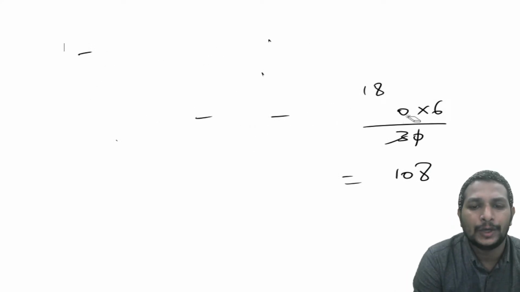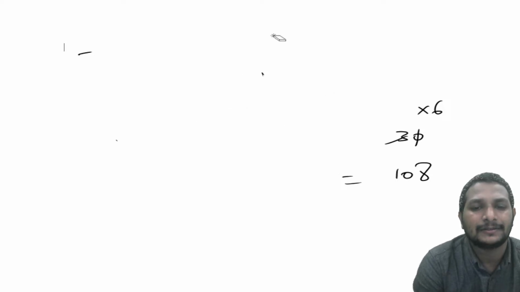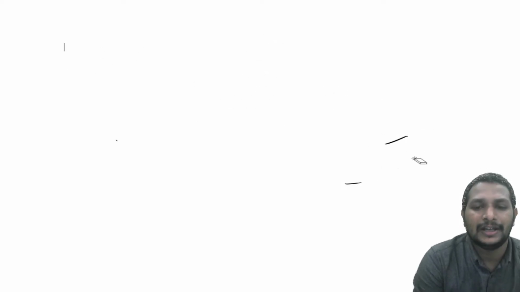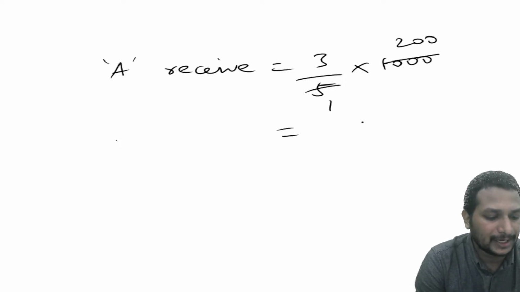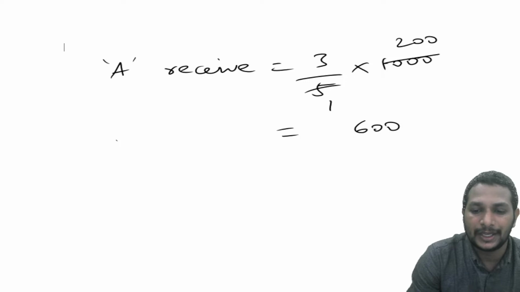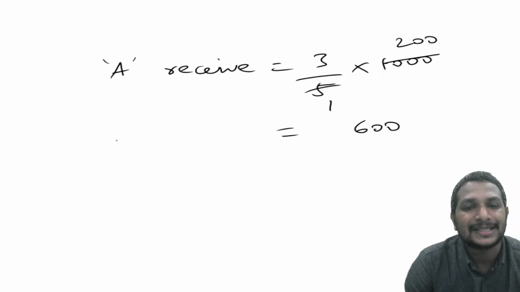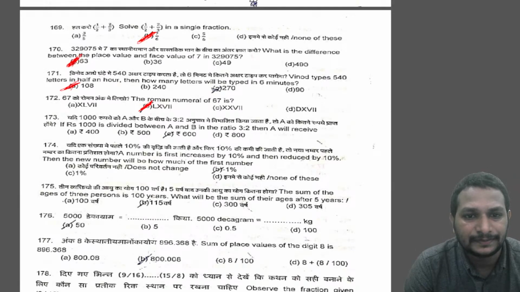But they're asking only how much A will get. So A receives 3 is to 2, no? 3 by 5 into 1000. 5 ones, 5 200s. 3 into 200 becomes 600. So A receives 600 rupees. That's nothing but option C.